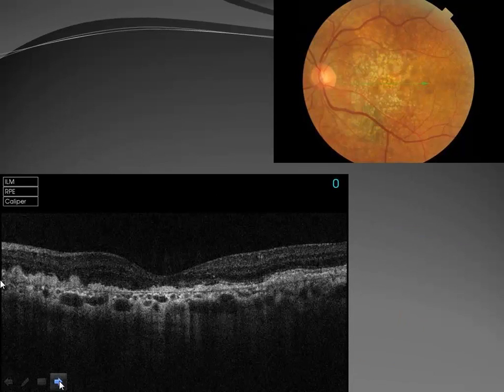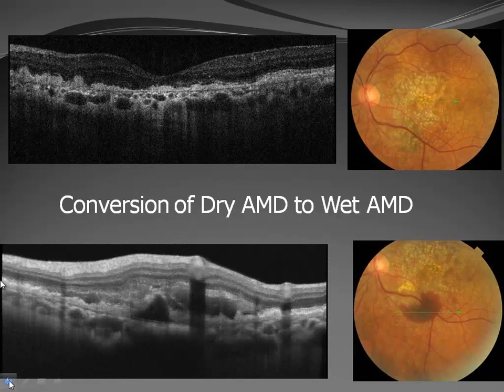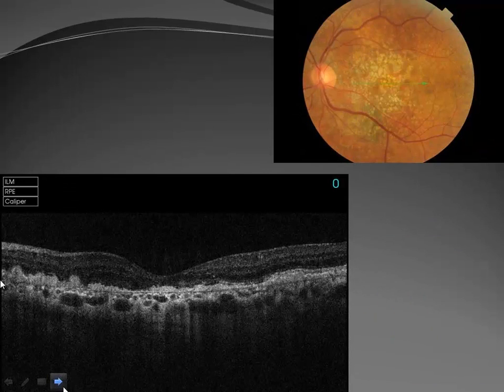We did a fluorescein. Wasn't particularly helpful, but this patient has been treated with anti-VEGF medicines. This patient is under treatment. And I can't really tell you how it turned out quite yet. It's early in the process.